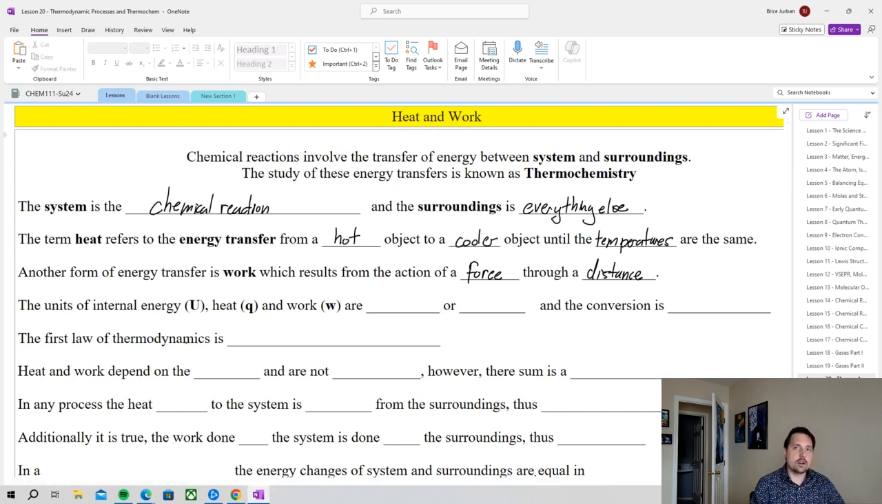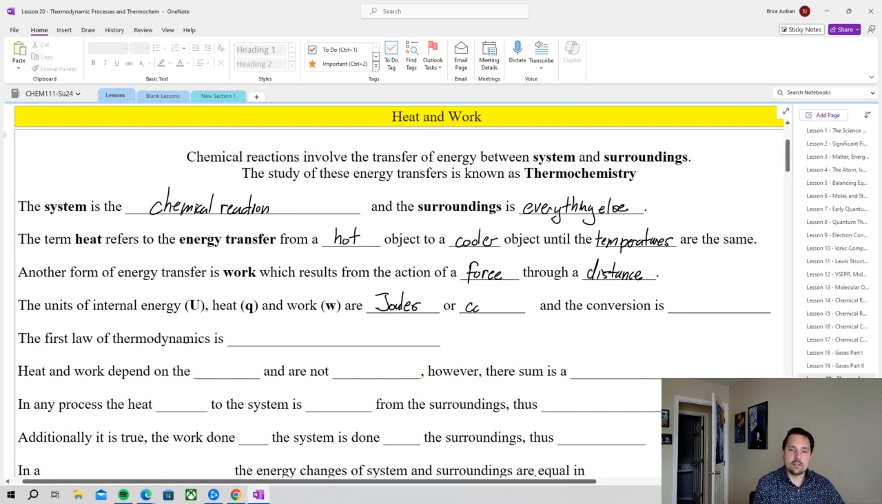We're going to define three new quantities known as internal energy, which will be given the symbol U, work, which will be given the symbol W, and heat, which is given the symbol Q. The units of these are joules, and sometimes we'll see the unit calorie. So how do joules and calories relate? Well, 1 calorie is equal to 4.184 joules. And I'll give the abbreviation of J for a joule.